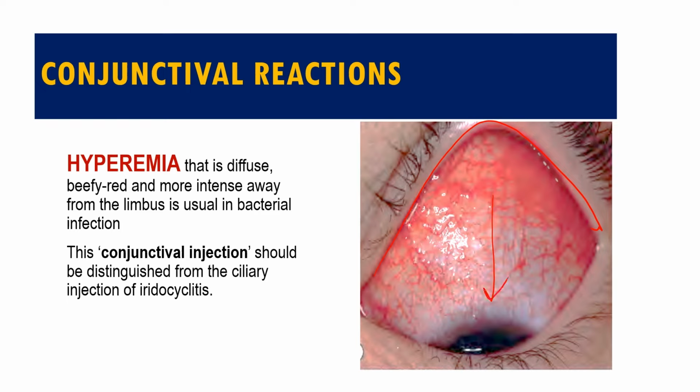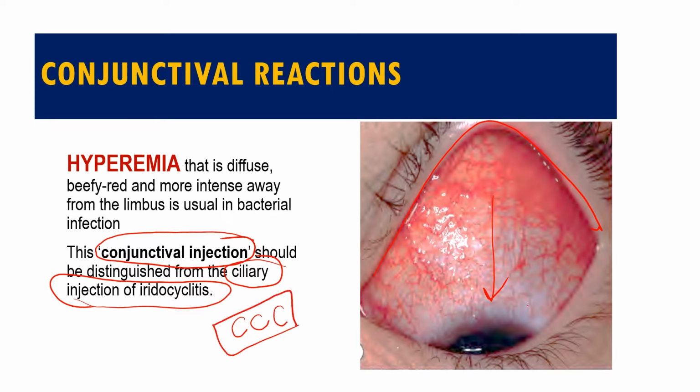That is one very important point, which is used to differentiate it from the ciliary injection, right? Here the redness you see is called the conjunctival injection. Conjunctival injection is hyperemia of the conjunctiva, which is more towards the fornices, and as you reach the limbus, it decreases in intensity. However, the ciliary injection of iridocyclitis, which is also called the ciliary flush or circumciliary congestion, abbreviated as CCC, will be more around the limbus and will decrease in intensity towards the fornix.